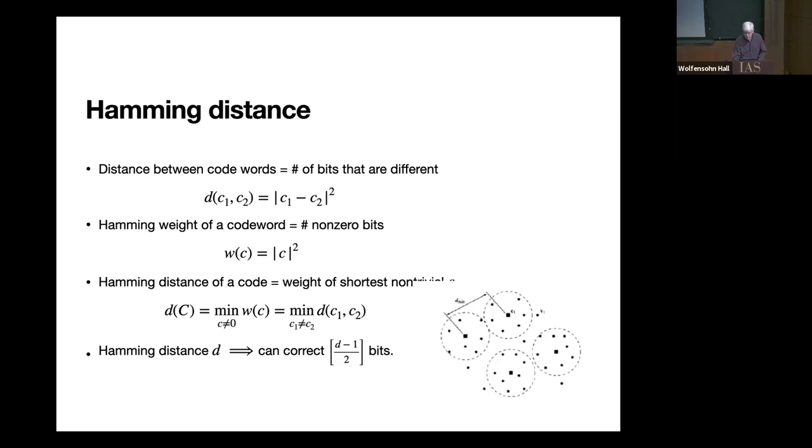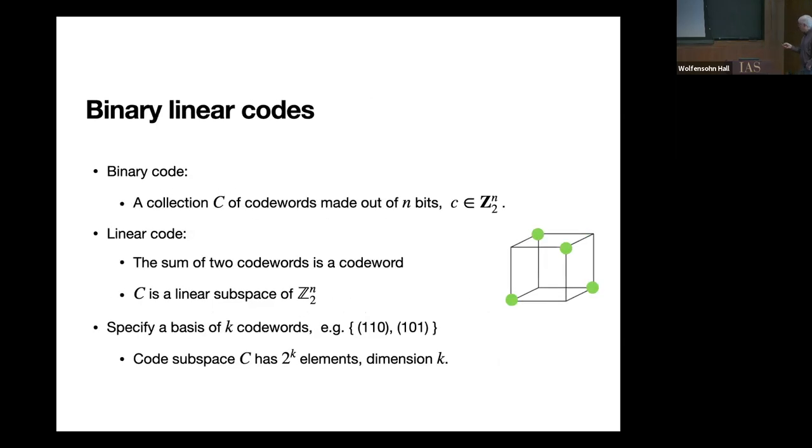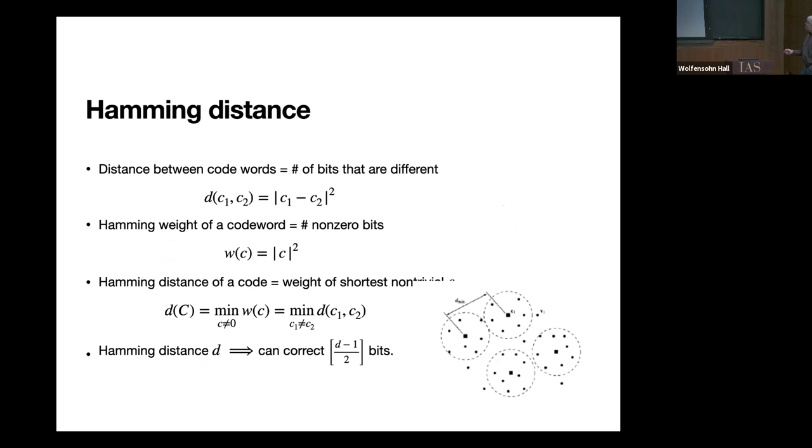The Hamming distance of a code is the weight of the lowest non-trivial weight code vector. You take the minimum over the entire code of code words not equal to 0, and that is called the Hamming distance of the code. It's also the minimum distance between any two code words by translation invariance. And if you have a code with a Hamming distance D, what that tells you is you can correct up to the greatest integer of (d-1)/2 bits.